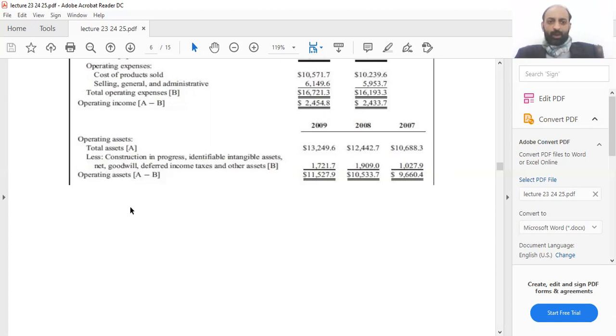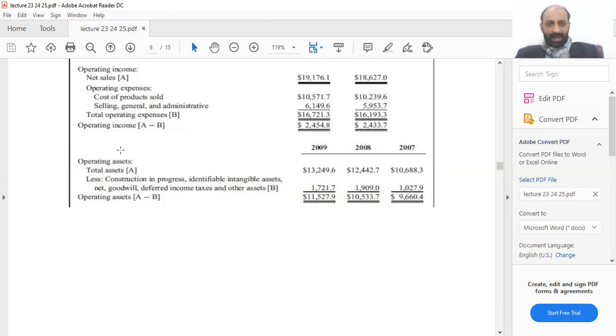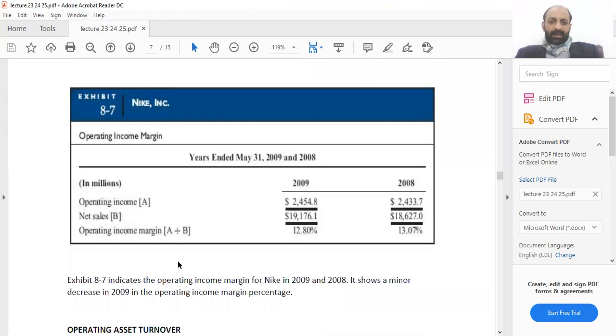we obviously subtract construction in progress from it. Why? Because construction in progress does not contribute to any revenue generation at that time. Then we also subtract identifiable intangible assets, net, goodwill, and deferred income taxes and other assets from the total assets to get the operating assets. So once we have calculated the operating income and the operating assets, we can simply calculate the operating income margin by dividing the operating income by the net sales.